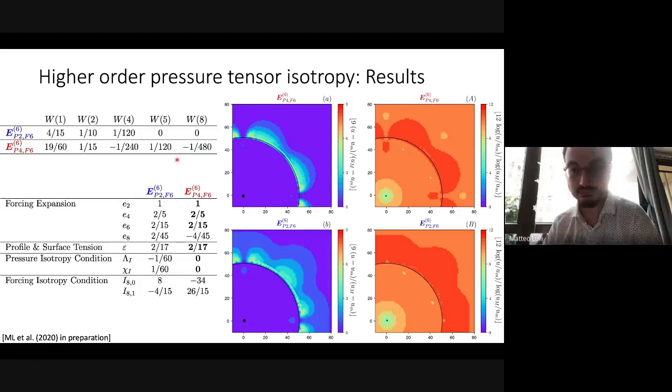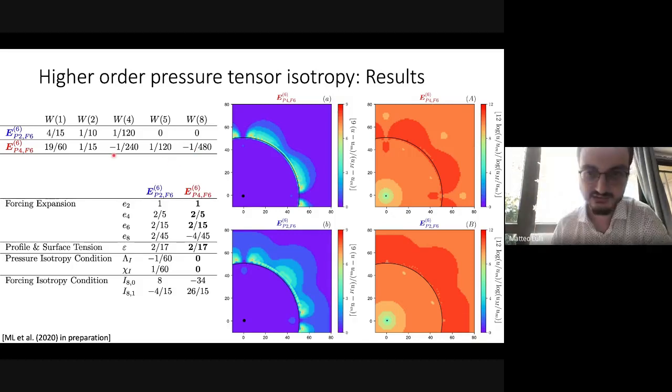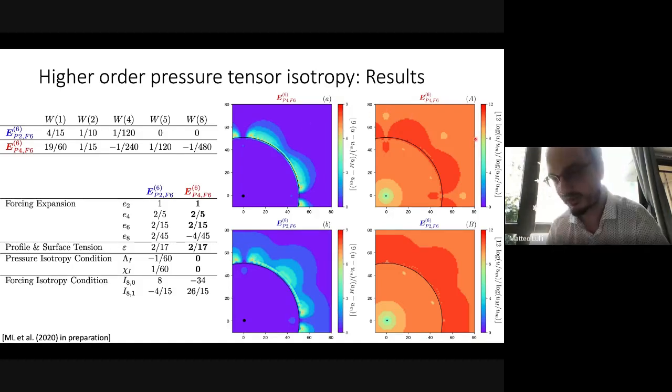And let's look at what happens for curved interfaces. Here we report 2 different colorings. One is in linear scale, one is in logarithmic scale.